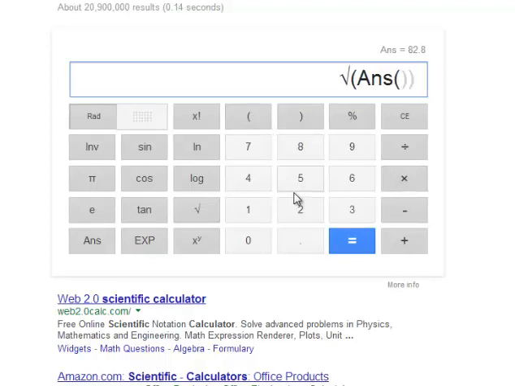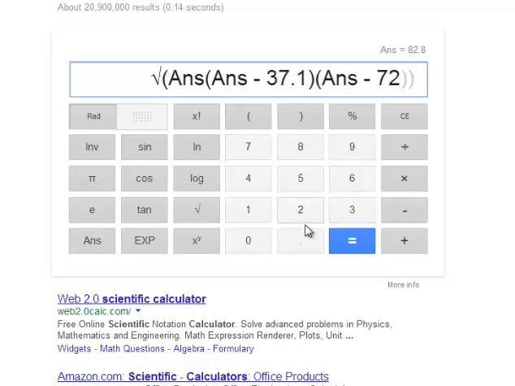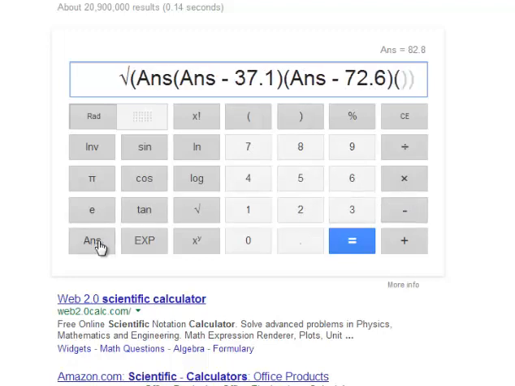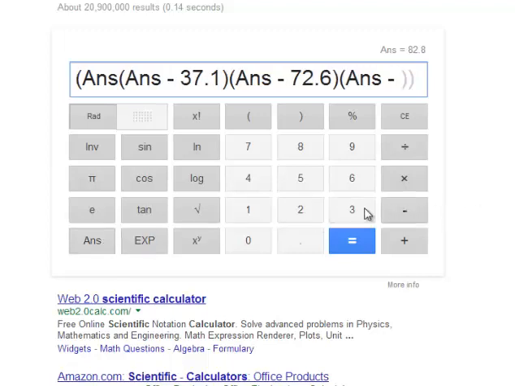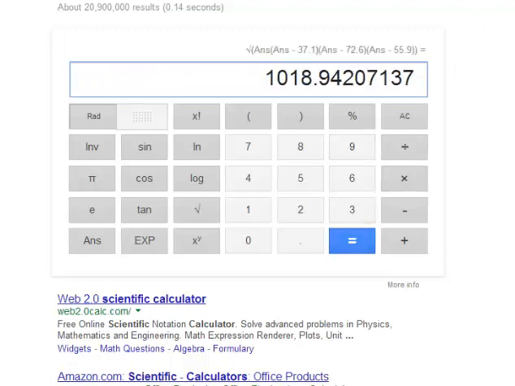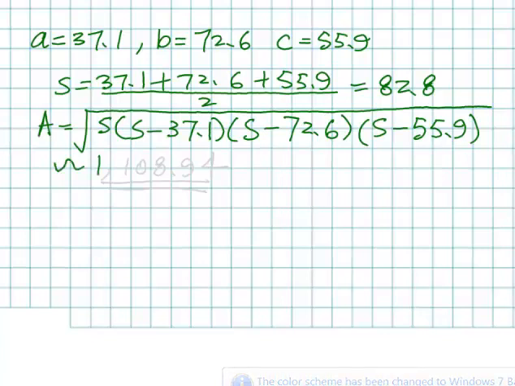open parentheses, ANS button, minus 37.1, close the parentheses, open parentheses again, ANS button, minus 72.6, close the parentheses, open the parentheses, ANS button, minus 55.9, close the parentheses 2 times, equals. The answer is approximately 1108.94.